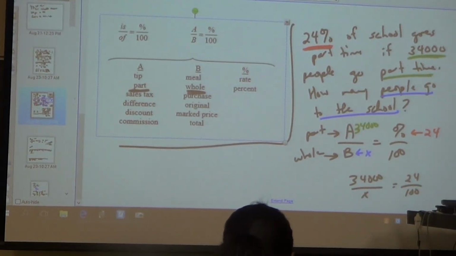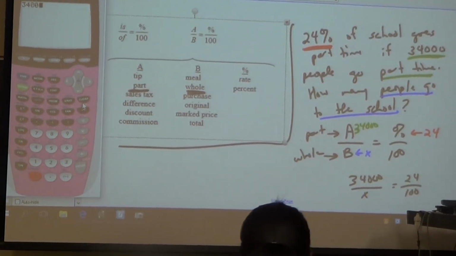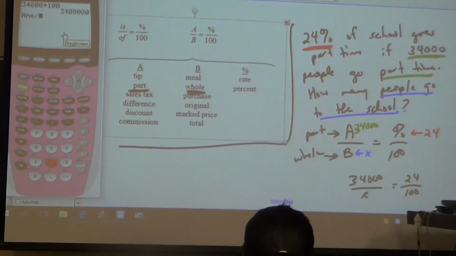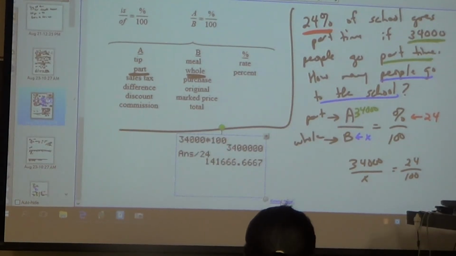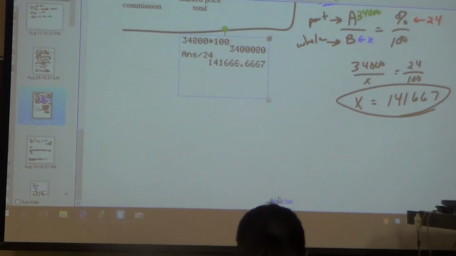And then you're going to say, Ms. Cooper, go away. I know what to do now. You know what numbers to multiply. What do I multiply? 34,000 times 100 divided by 24. So X would be, and again I made it up, so 667, if we had to round it. Good?